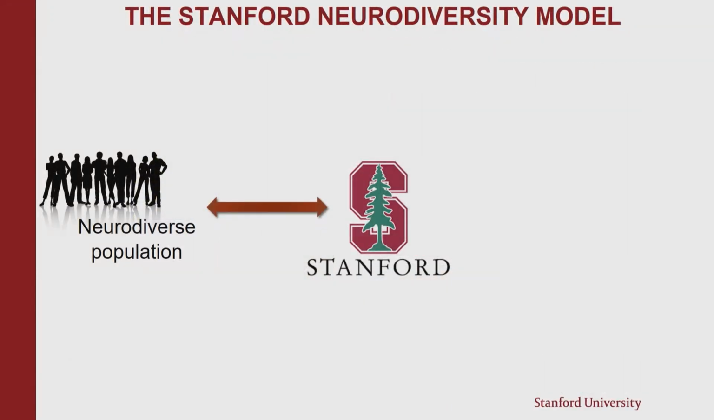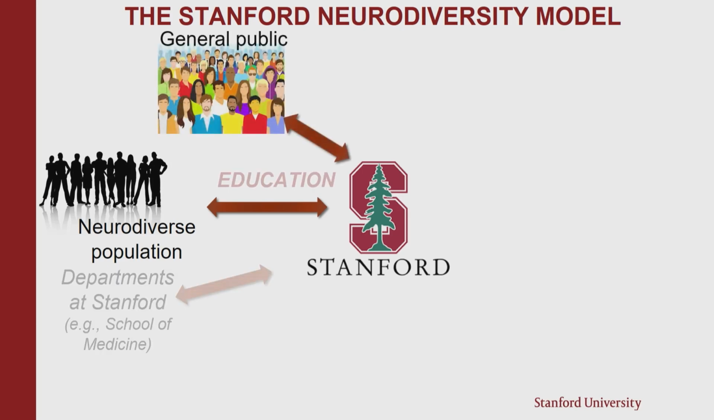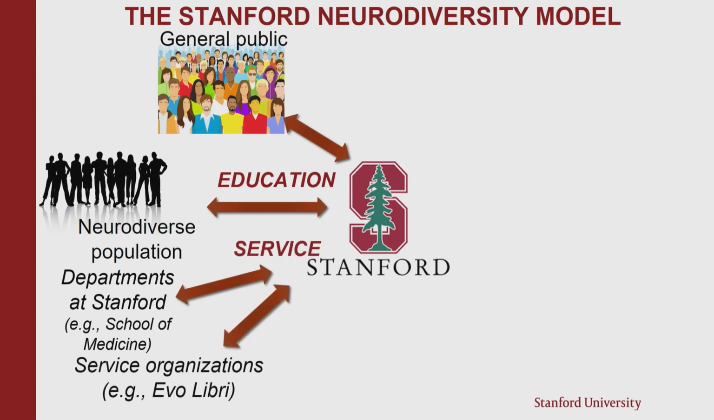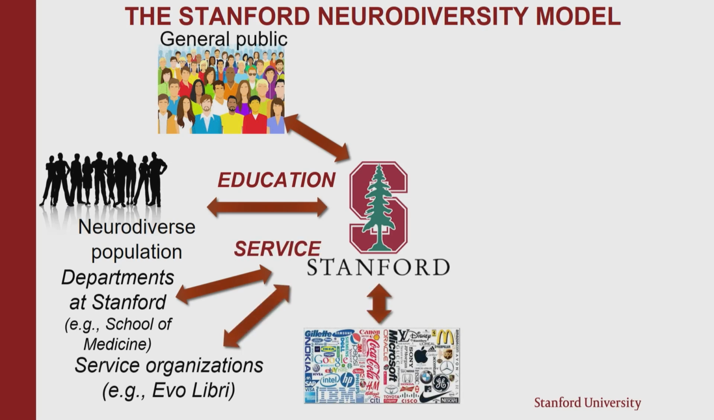So we are thinking about 4 different major things when we are practicing the model. So the first thing is education, educating the neurodiverse individual as well as the public, and also internally in various departments at Stanford. And we work with service organizations and companies on helping with identifying jobs that may be suitable for individuals that are neurodiverse.